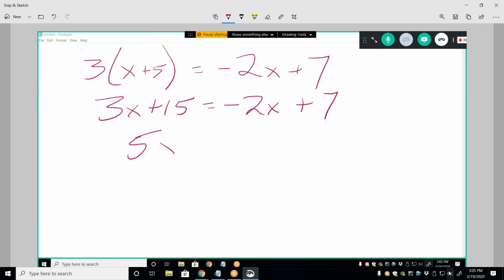So I'll do this in 2 steps. We'll just get rid of the x first. Still leaves 7 over there. And now what? Oh, and then you subtract 15 from both sides. Okay, so the next line is? What's 7 minus 15?